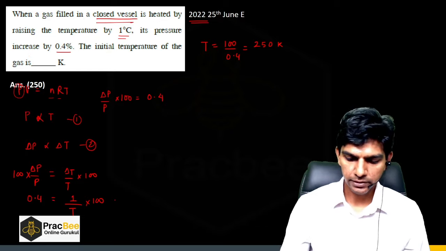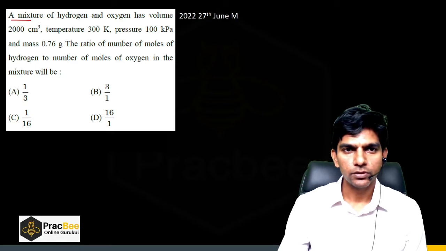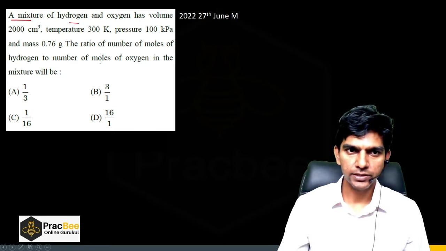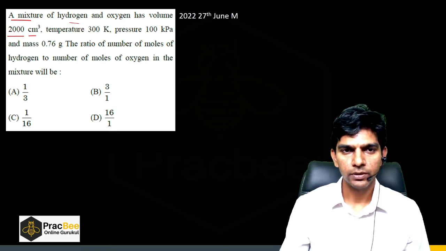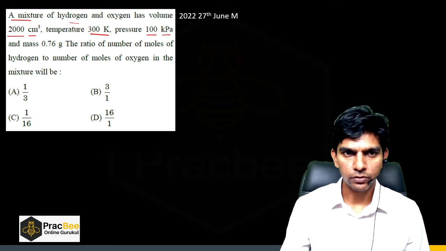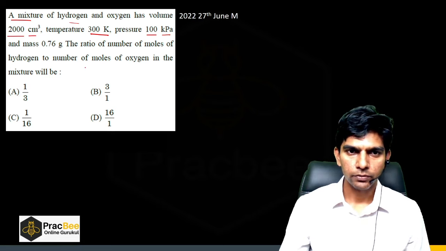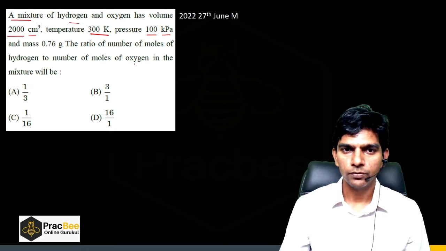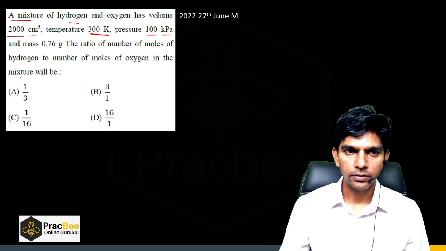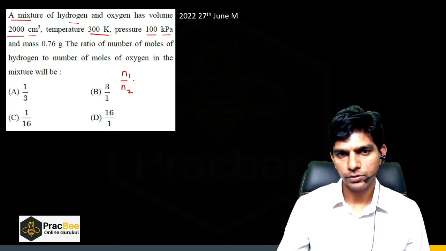So I hope the concept is clear. Now let us see another question. In this question, we are given a mixture of hydrogen and oxygen with volume 2000 centimeter cube, temperature 300 Kelvin, pressure 100 kilopascal, and the combined mass of hydrogen and oxygen is 0.76 grams. The ratio of the number of moles of hydrogen to the number of moles of oxygen in the mixture will be, so we have to find N1 by N2, where N1 is the moles of hydrogen and N2 is the moles of oxygen.